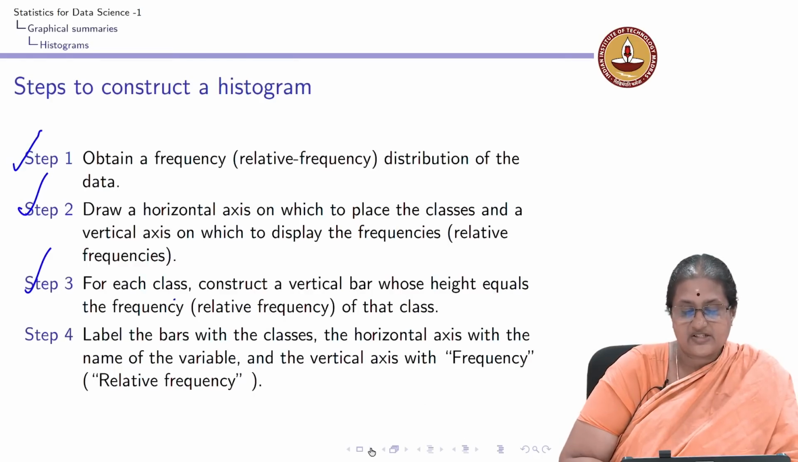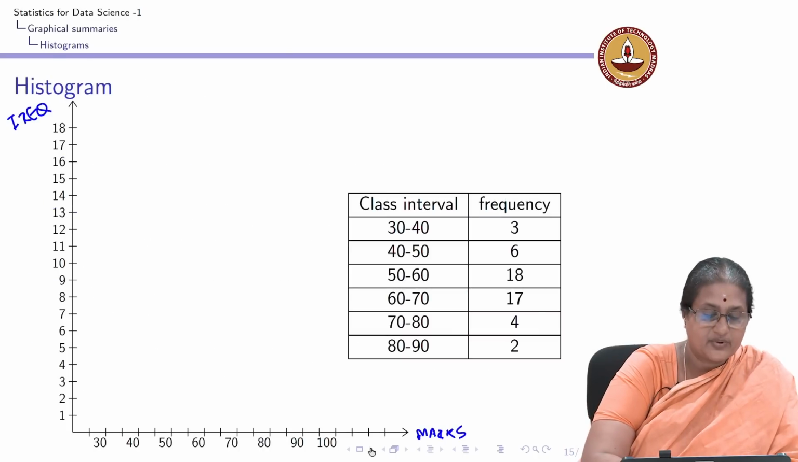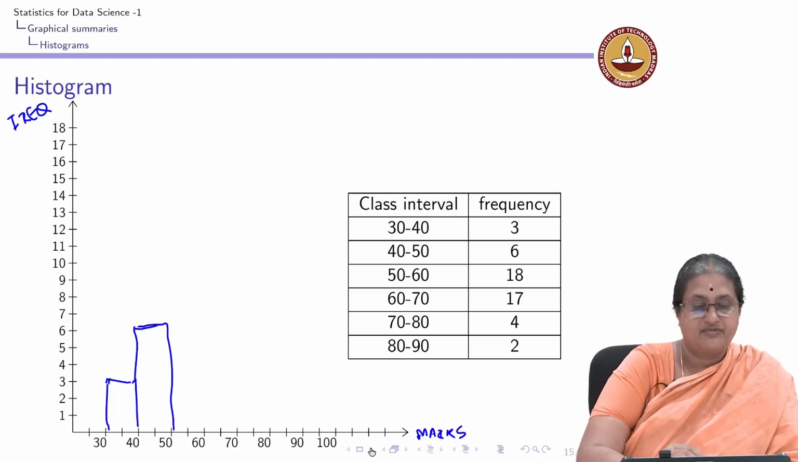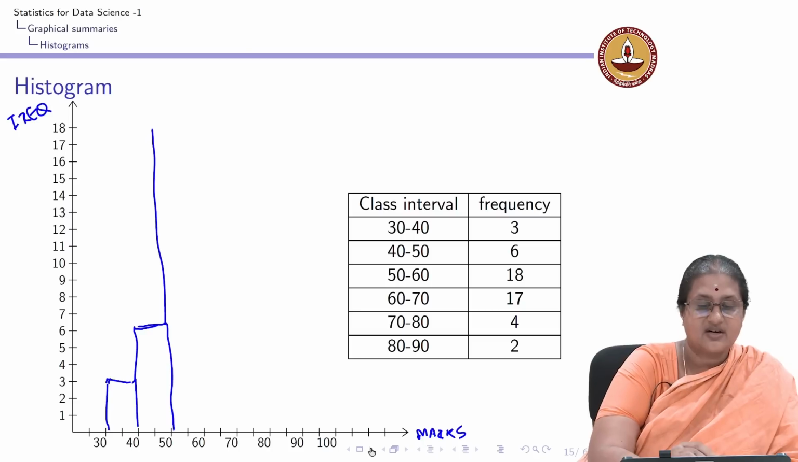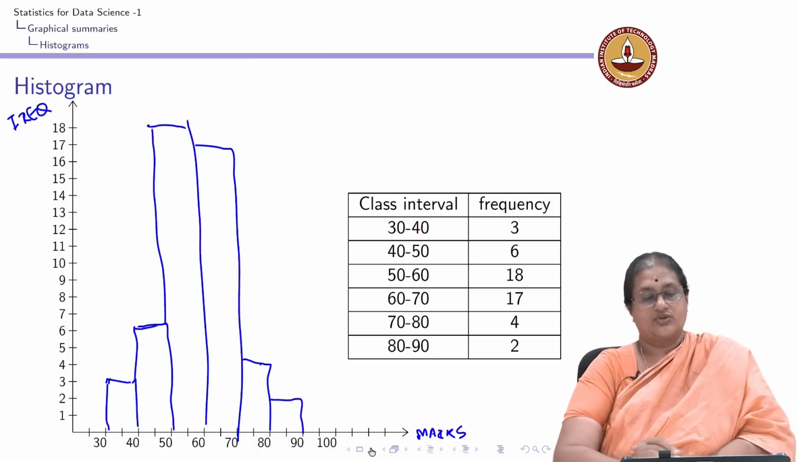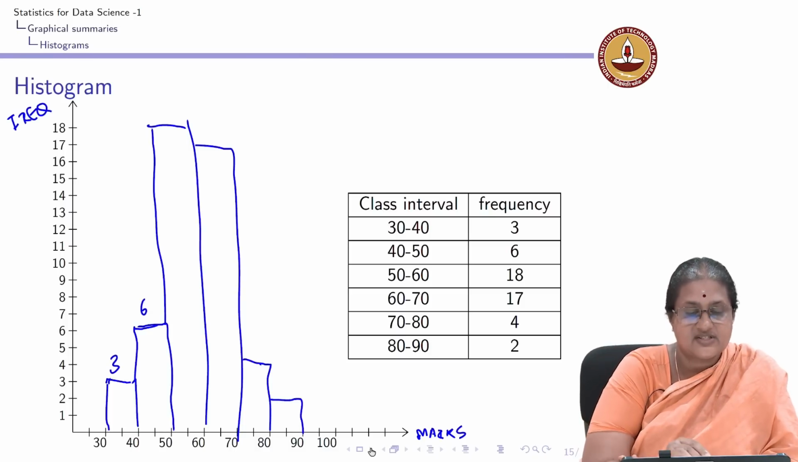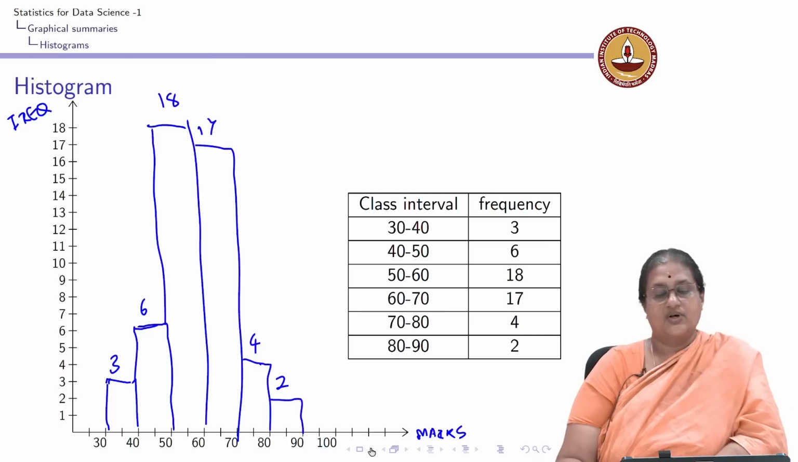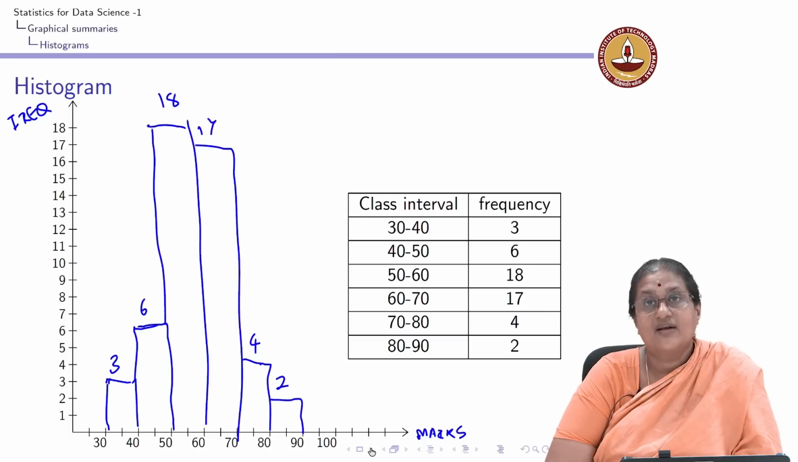So for each class, you can see for 30 to 40, I have a frequency 3. So I construct a bar with frequency 3. 40 to 50, I have frequency 6. So I construct a bar with frequency 6. 50 to 60, it's 18. I construct a bar with frequency 18. Then it's frequency 17. 70 to 80 is frequency 4. And the last thing is frequency 2. So you can annotate this. I have 3, I have 6, I have 18. These are my counts. This is 17, this is 4, and this is 2. So I have constructed my histogram.